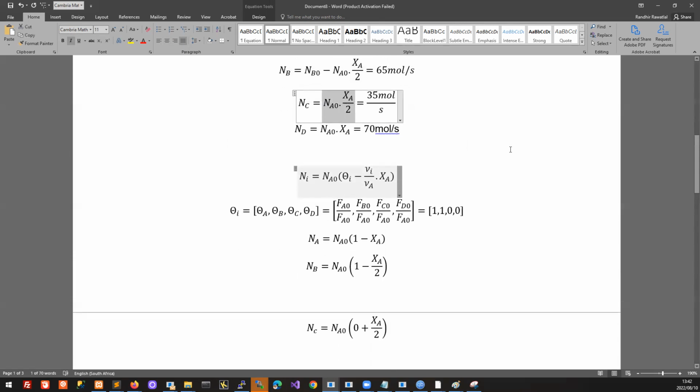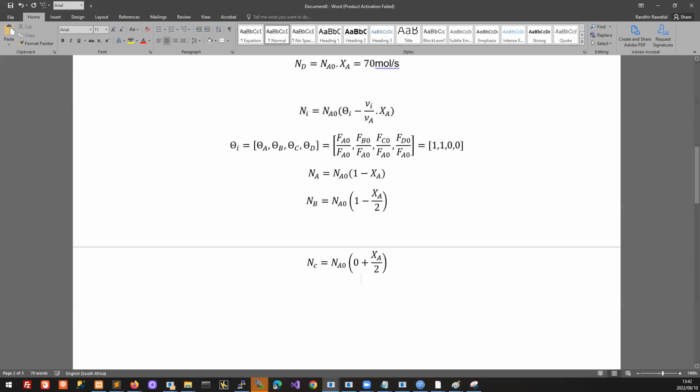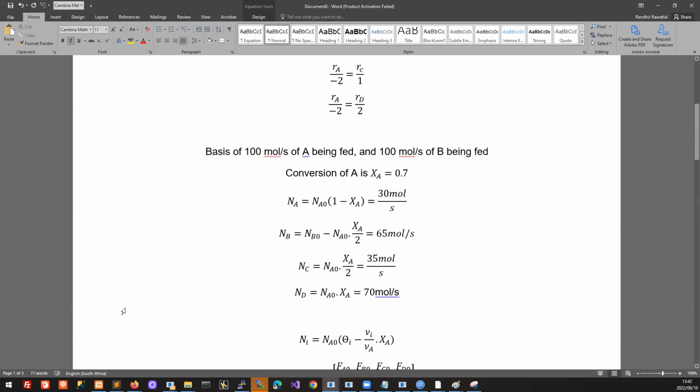So that's NC. And then for D, ND is, and the beta here is a 0. And the nu is I think that's a plus 2, and this is a minus 2. So overall, this is going to be a plus 1. So it's plus XA. And that's what we had over here.